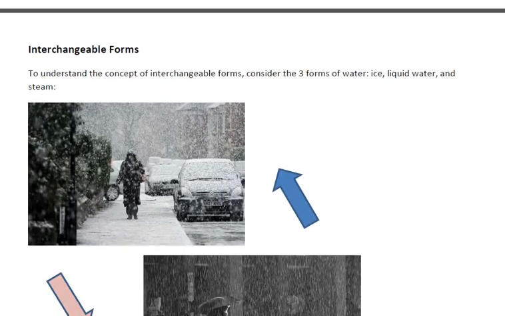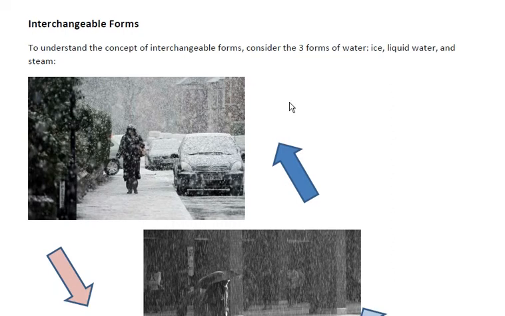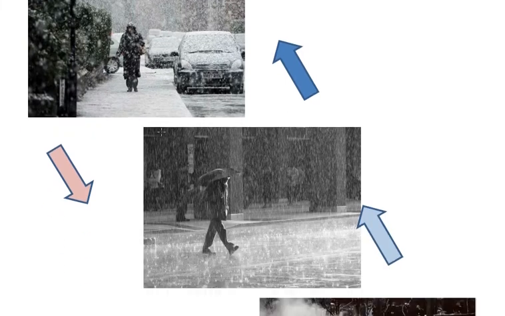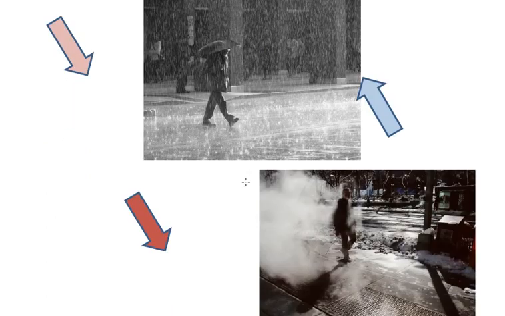Let's look at the concept of interchangeable forms. We'll need that momentarily when we look at the equations of lines. Looking at water, for example, we have here ice or snow. It's a solid form when it's frozen. The next here, water itself, the liquid form. And finally, steam.